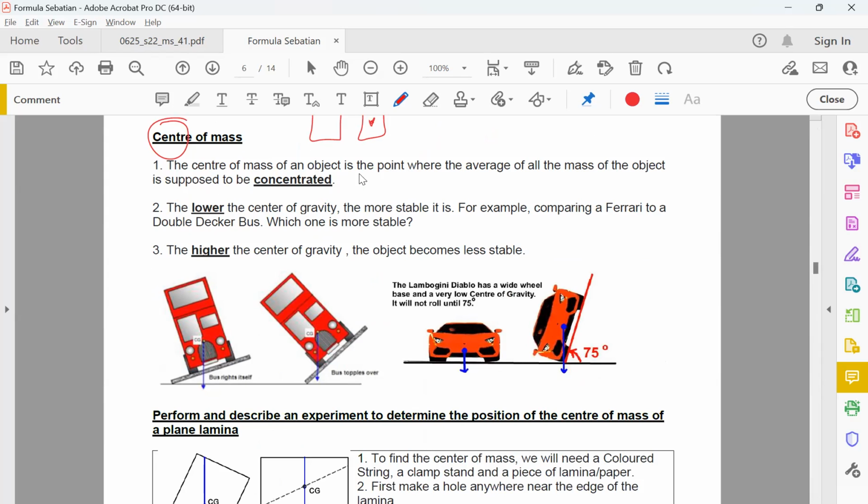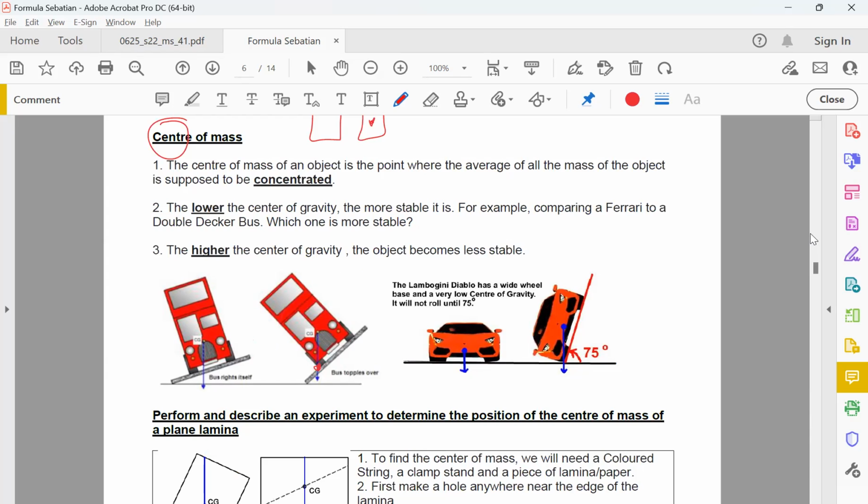The center of mass of an object is a point where the average of all the mass on the object is supposed to be concentrated, right? The lower the center of gravity, the more stable it is. For example, comparing a Ferrari versus a double-decker. Obviously, you can see that the Ferrari can tilt like 75 degrees, no problem, right? But this double-decker, once it tilts beyond this supporting point here, this whole thing will start tumbling over already, right?